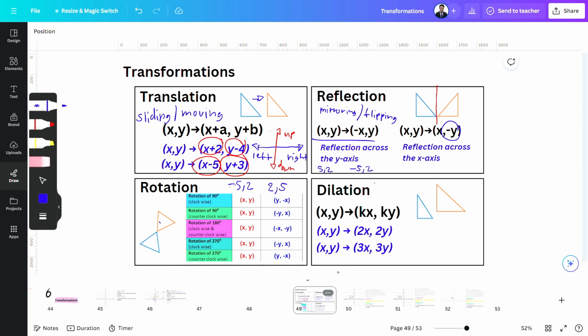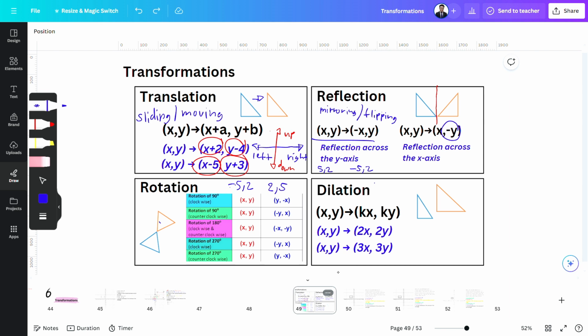So when you try to rotate this point here, and then you will do rotation of 90 degrees clockwise, it's going to be 2 comma 5. We will further explain this one as we go through our problem solving or illustration of rotation. Okay?